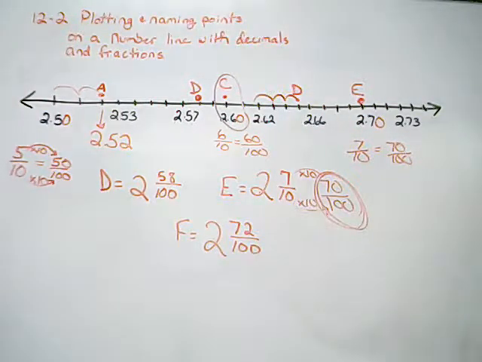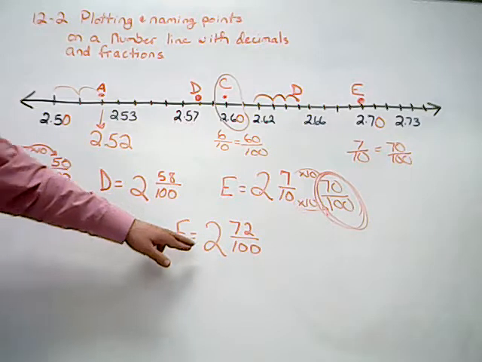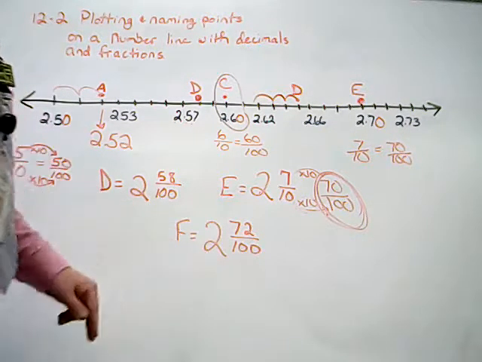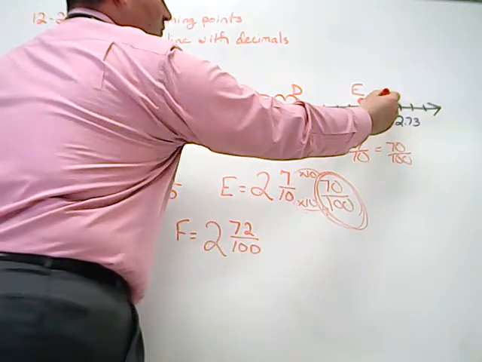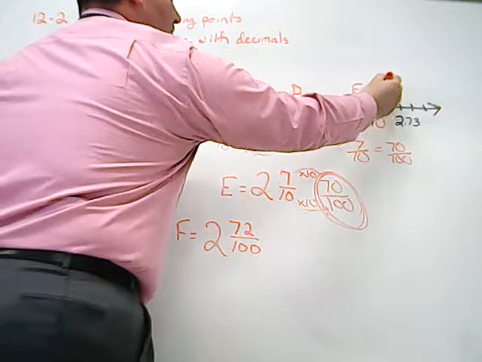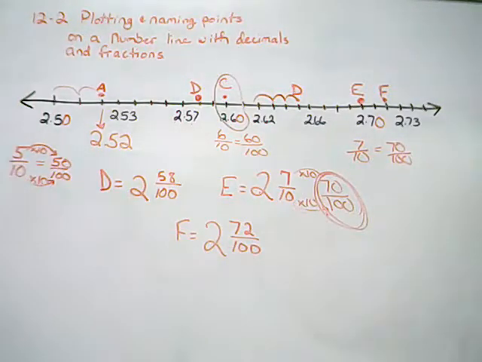And then finally, point F goes at 2 and 72 hundredths. Well, here's 2 and 70 hundredths. If I just count 2 more spots, that will get me to 2 and 72 hundredths.